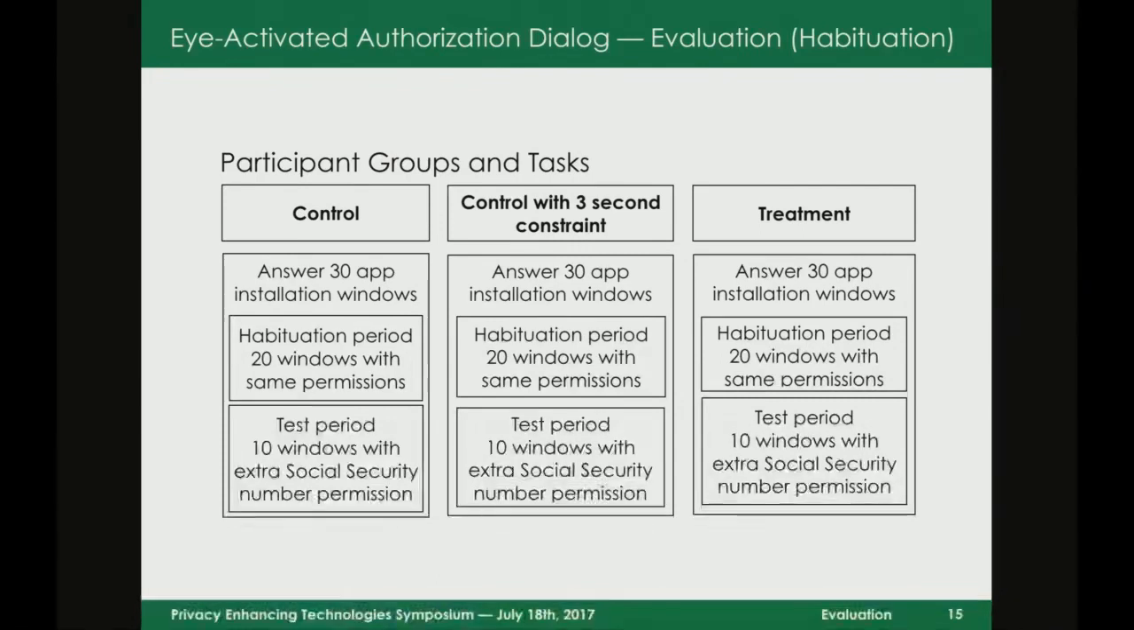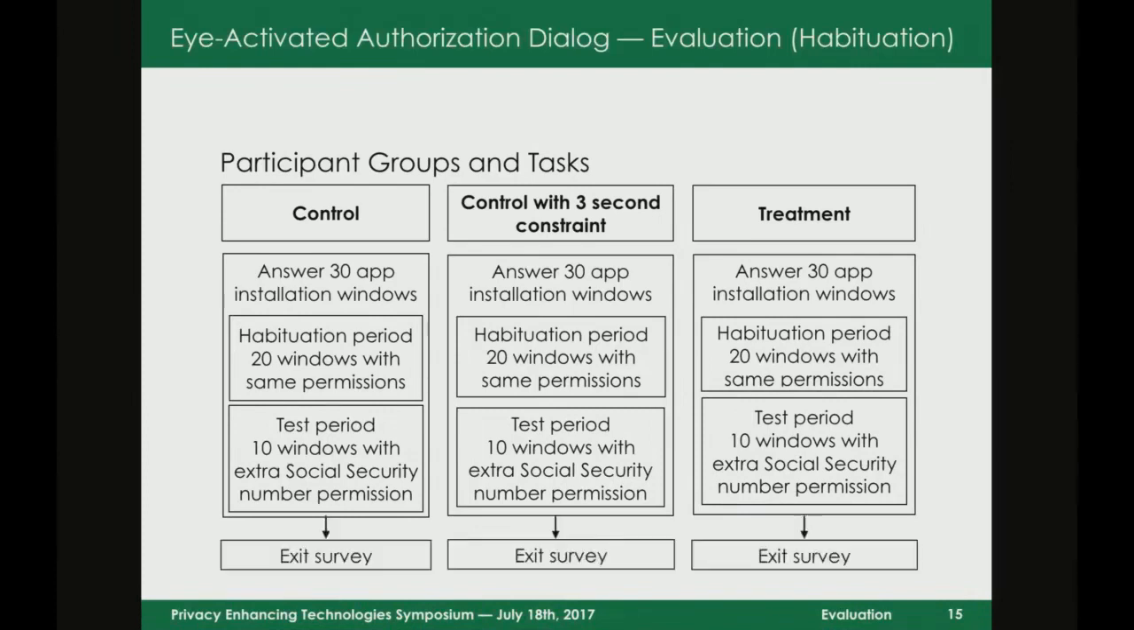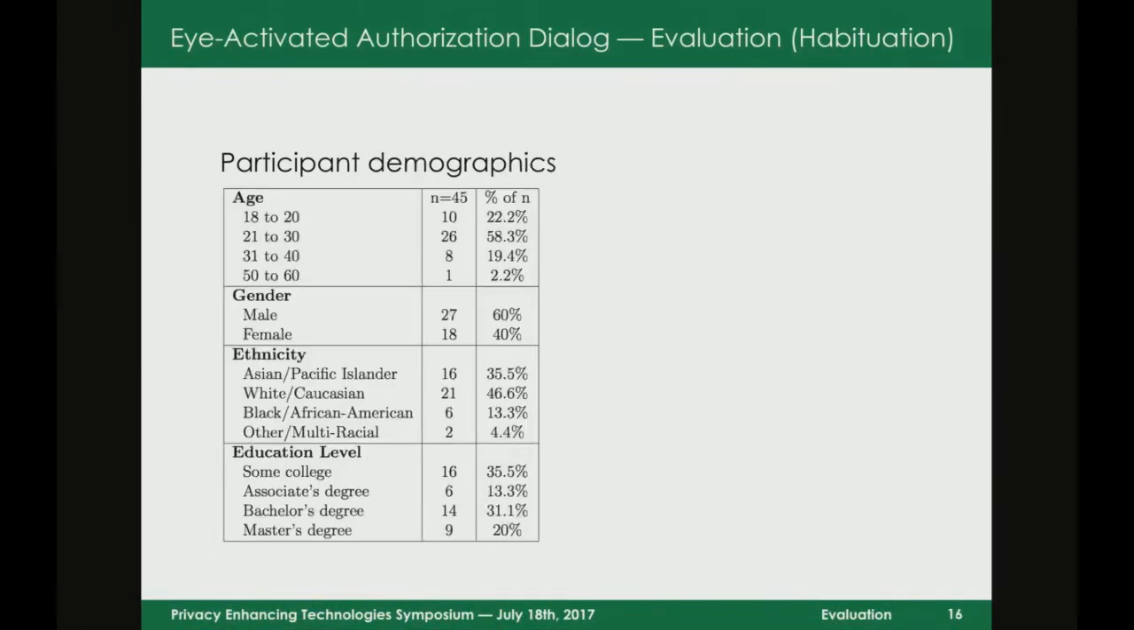So we were interested in seeing that after habituating, would the users notice this social security number permission? And then at the end, we had this permission recall survey to see if users did actually notice the additional permission. So we had 45 participants in this experiment. Again, this was a between subjects study. We had 15 participants in each group.